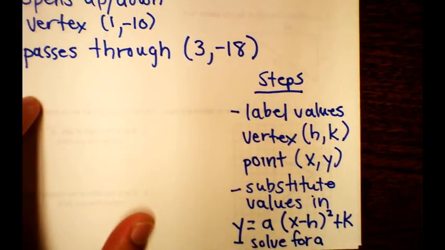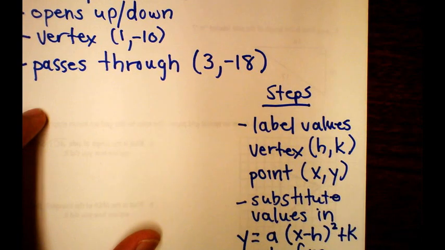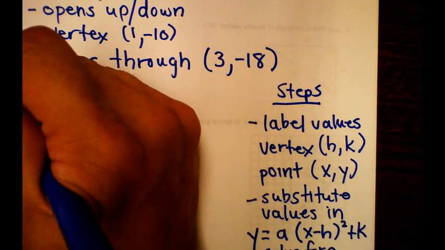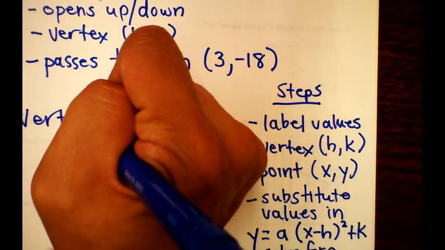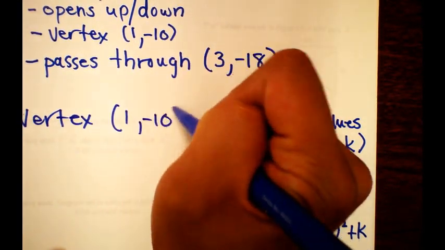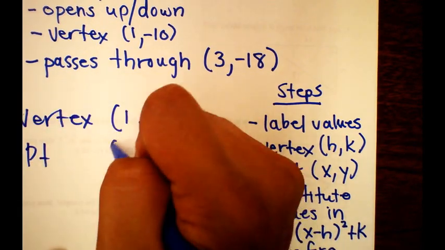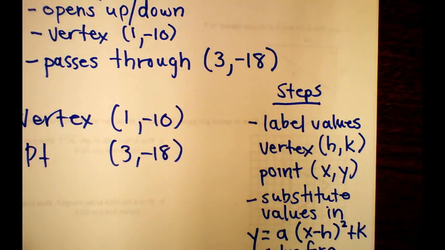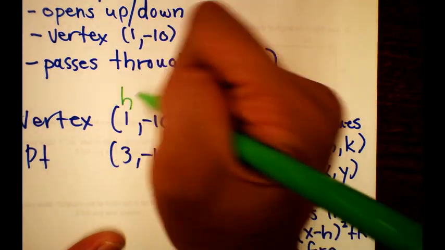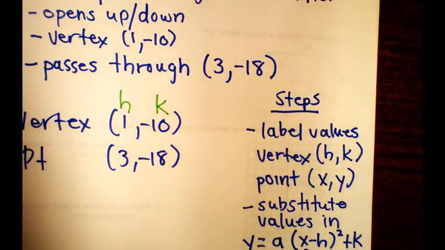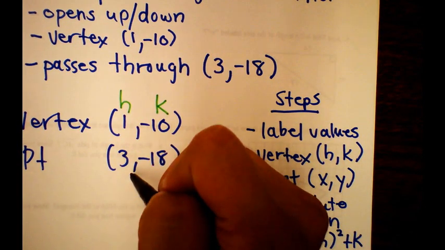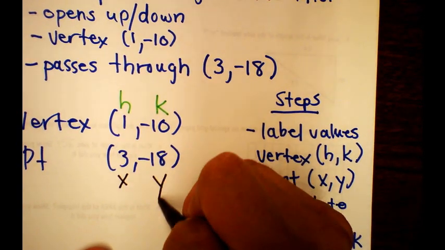So we have vertex 1, -10, and we got the point 3, -18. Let me just rewrite this one more time. Vertex is 1, -10, and then your point was 3, -18. Let me see if I can color code this just a little bit. Your vertex is your h and k. So let's label this. This is going to be your h, and this is going to be your k. And then your point, you're going to label this as x and y.